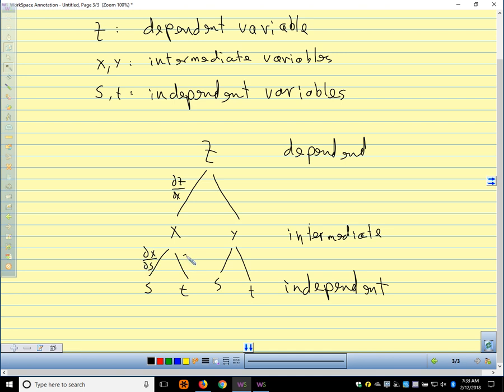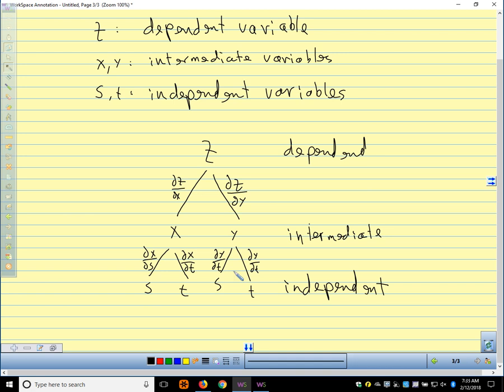This would be partial of x with respect to t. And then we have to add the derivatives we get down the other branch. So this would be dz/dy, dy/dt, and dy/ds. And we just have a single branch down here, just an s or a t. These last derivatives would be normal derivatives because x or y would just be a function of one or the other variable, not a multivariable function.